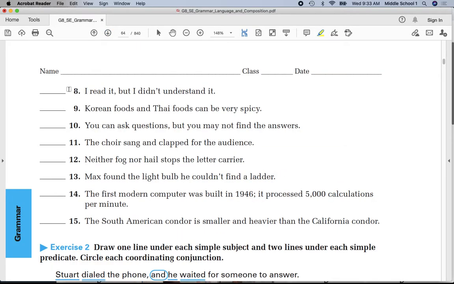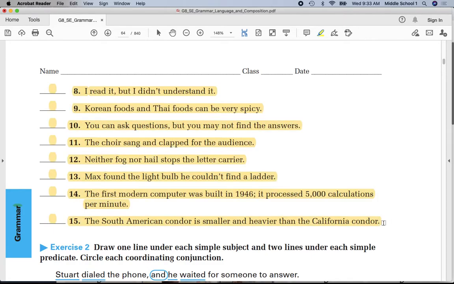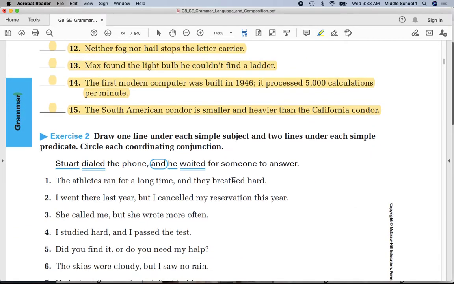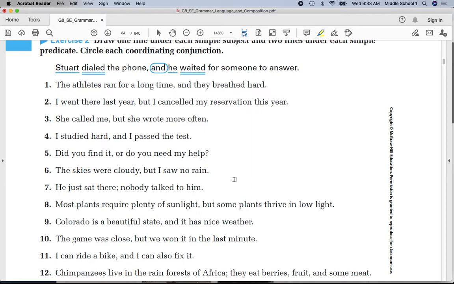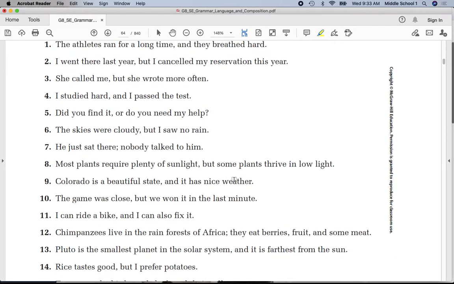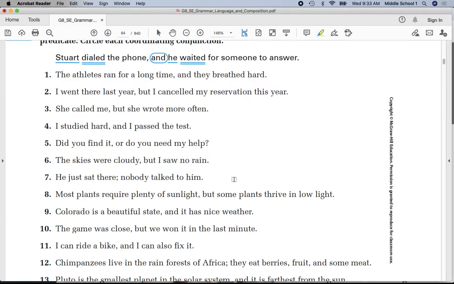Class, I'd like you to put an X through numbers 8 through 15. Just put a big ol' X right through 8 through 15. And I want you to go to the bottom of the page. Exercise number 2. There are 15 sentences. All of these are compound. And we're going to follow the directions.